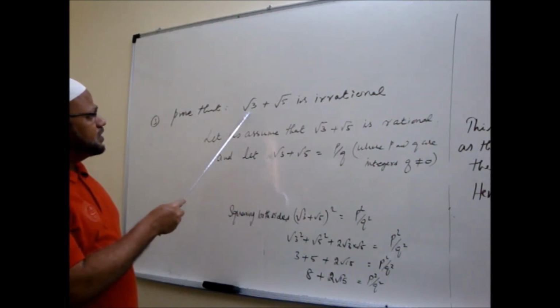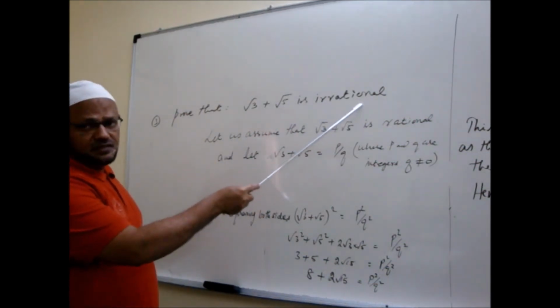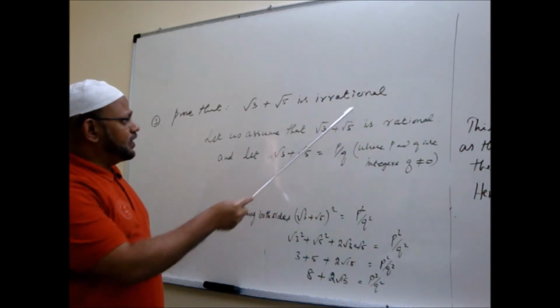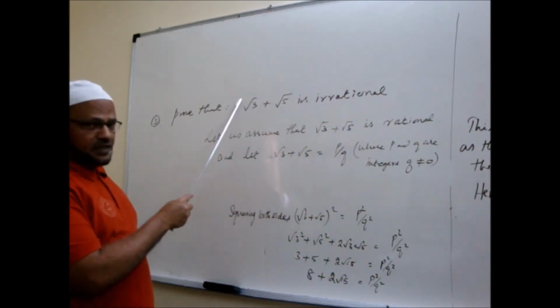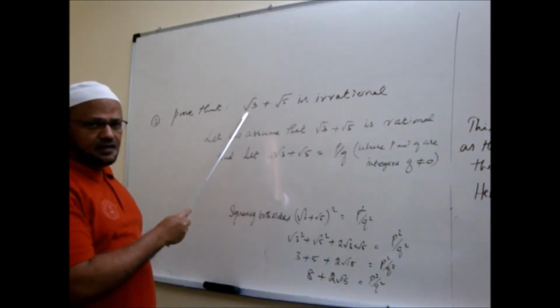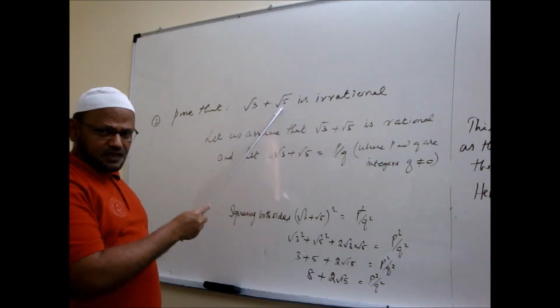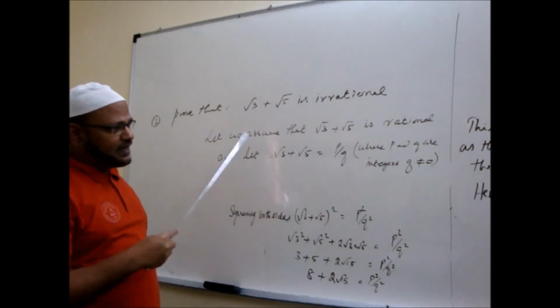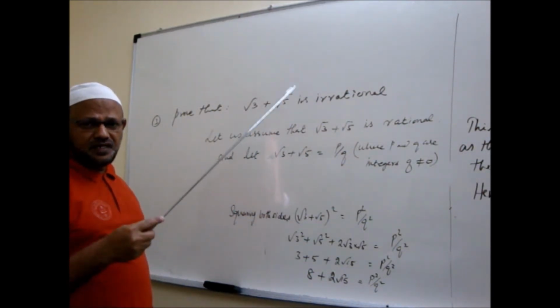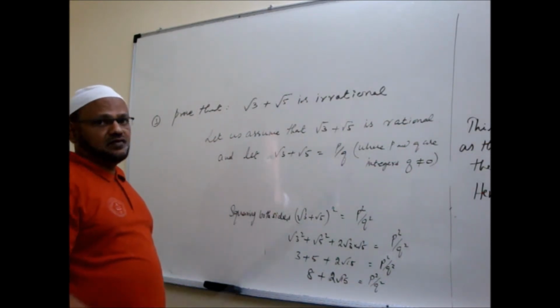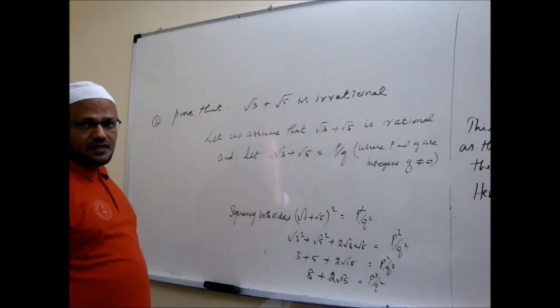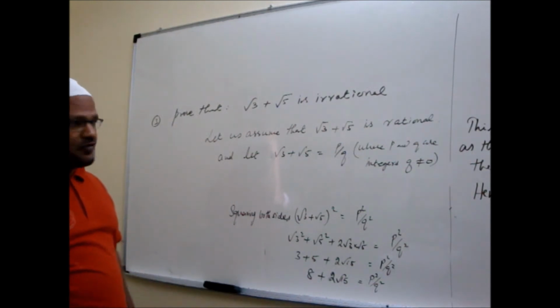See, root 3 plus root 5 is irrational. Of course, why not? Root 3 is an irrational number. It's a non-terminating, non-recurring decimal. Root 5 is also like that. If we add them, it again goes to a non-terminating, non-recurring decimal only. And it is irrational. So how do you give this type of proof now?